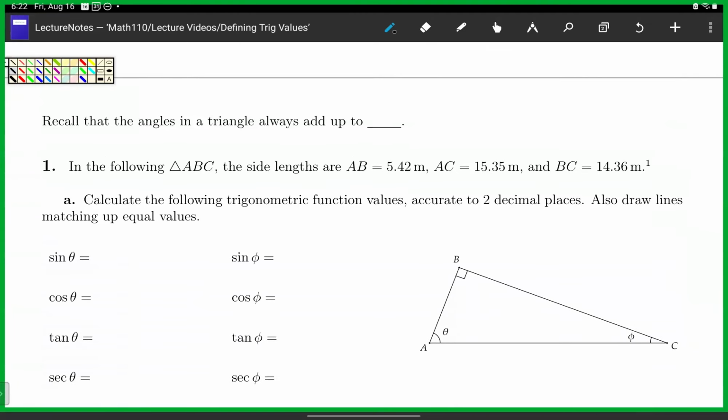So we should recall at some point that the angles in a triangle always add up to the same number. You should pause here to see if you could fill that in. I'm going to go ahead and fill it in now. So the angles in a triangle always add up to a straight angle. I'm going to put that down here. And if you can remember what is a straight angle in radian measure, that is pi.